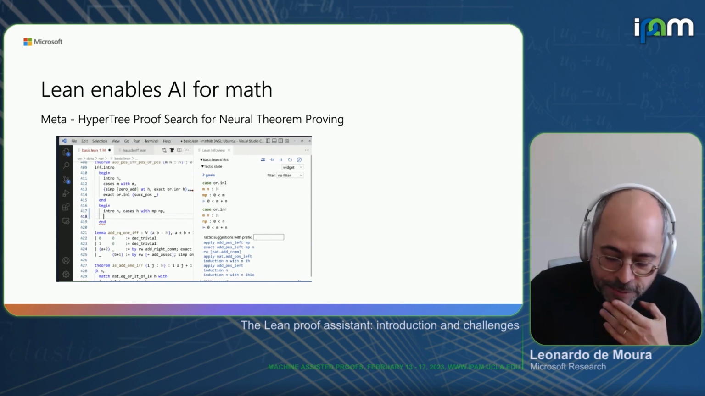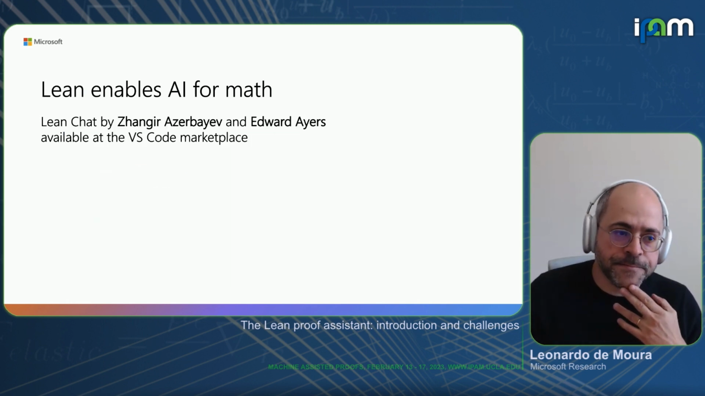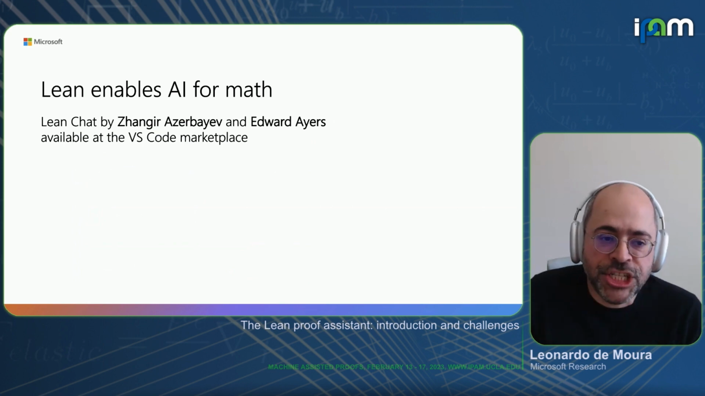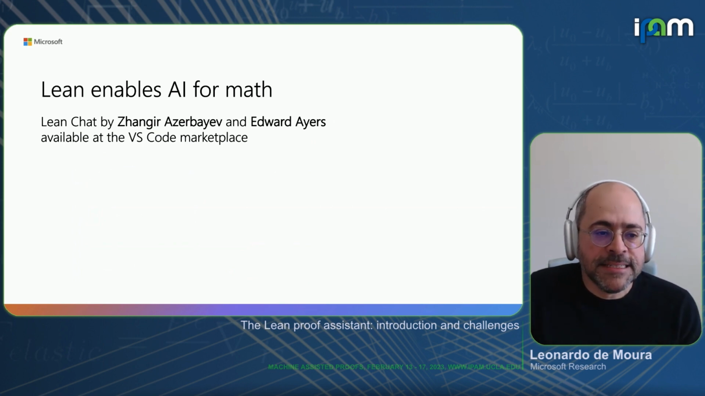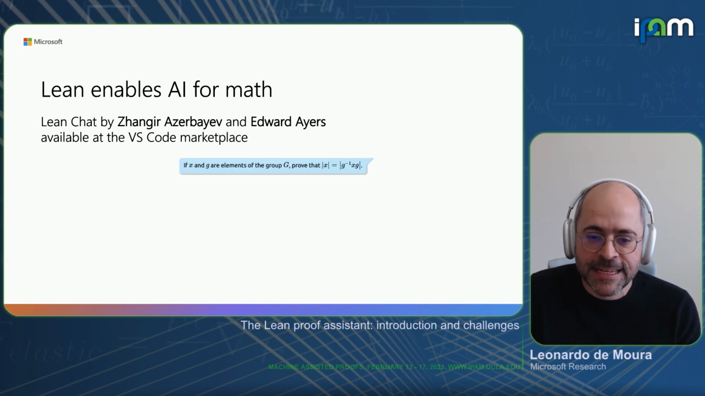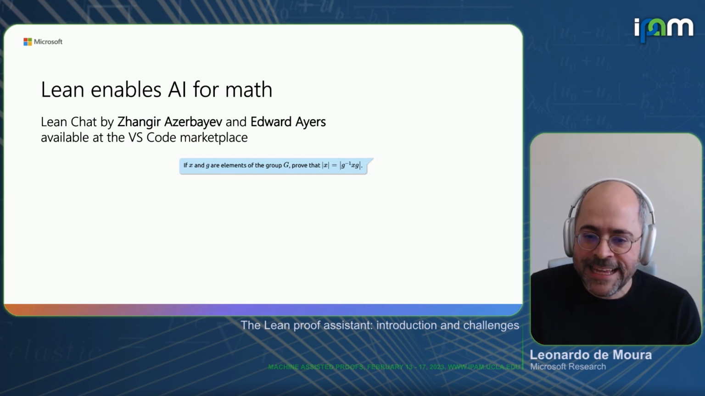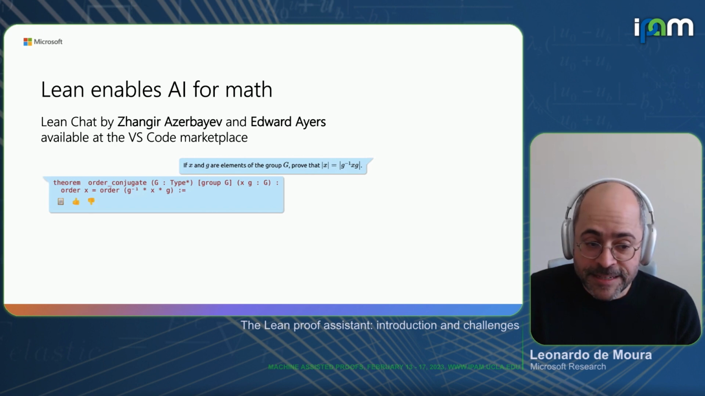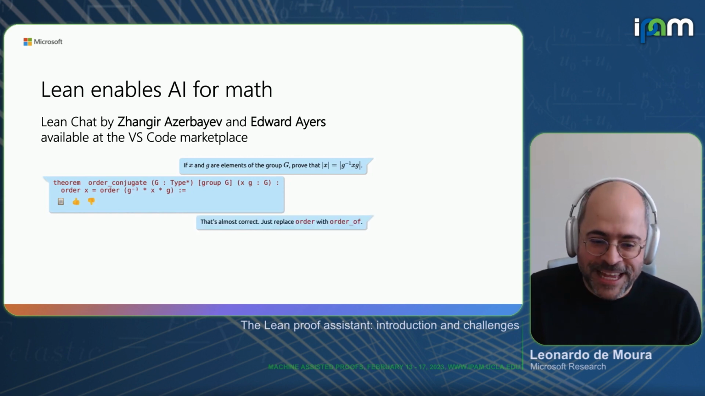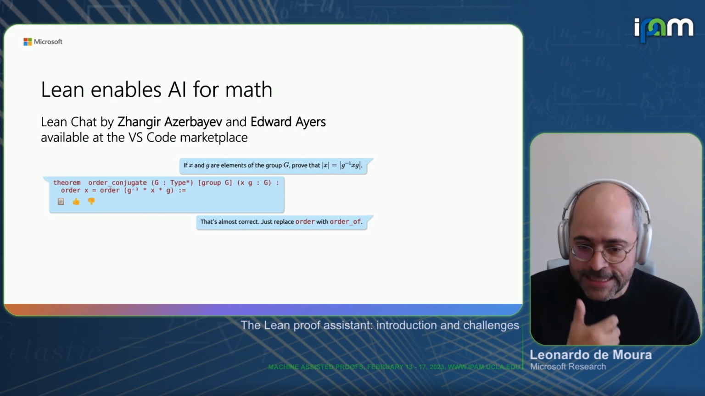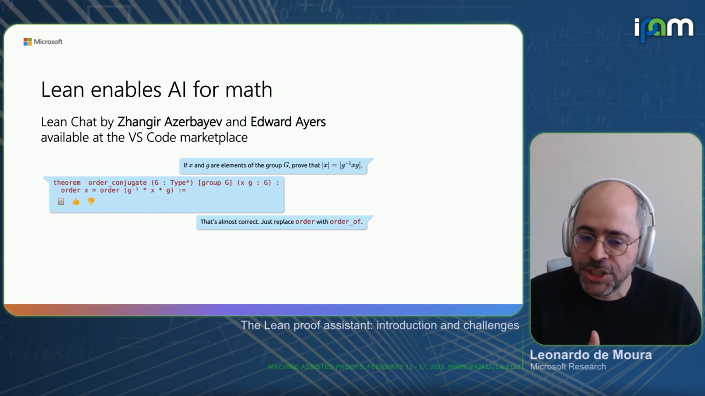I think this is another great project built on top of Lean. Another one is Lean Chat, right? Zanjir and Ed built this tool. It's available already at the VS Code Marketplace. It allows you to write statements in English, and you get back the Lean version of the statement, right? And it's an interactive process. You can interact like we do with ChatGPT, right?